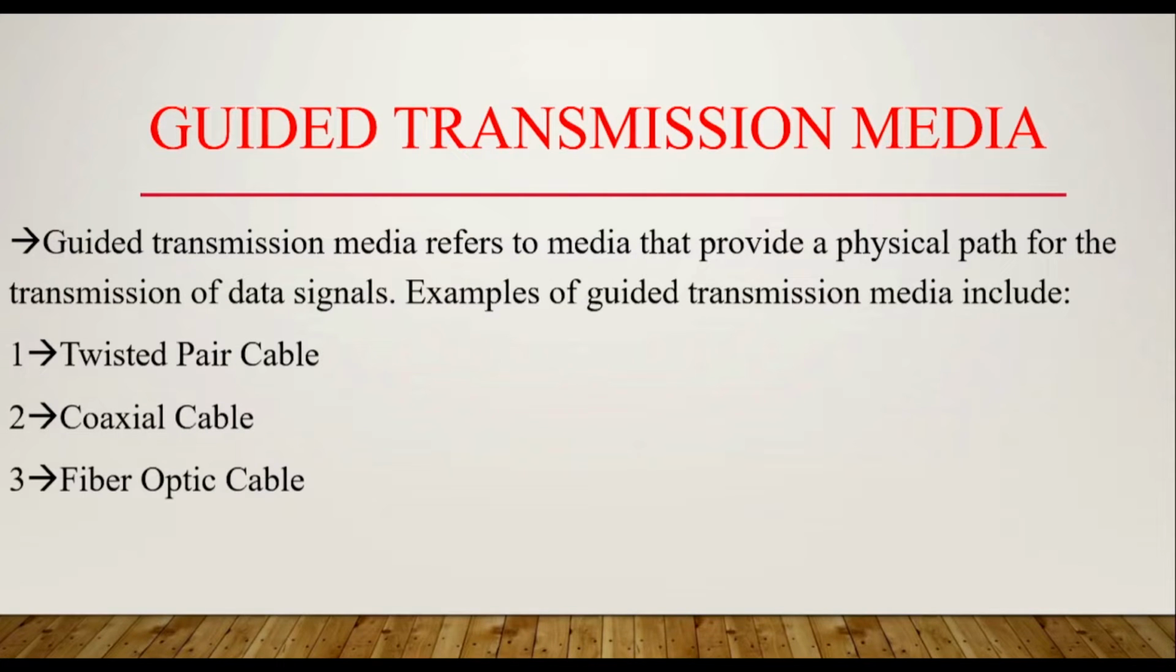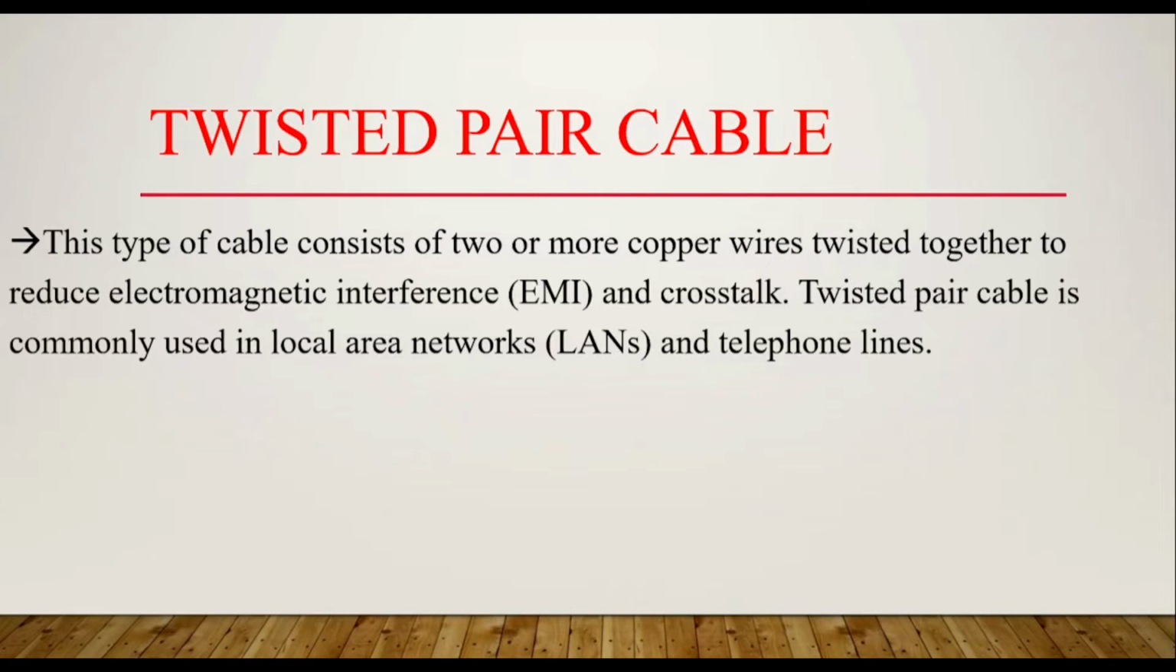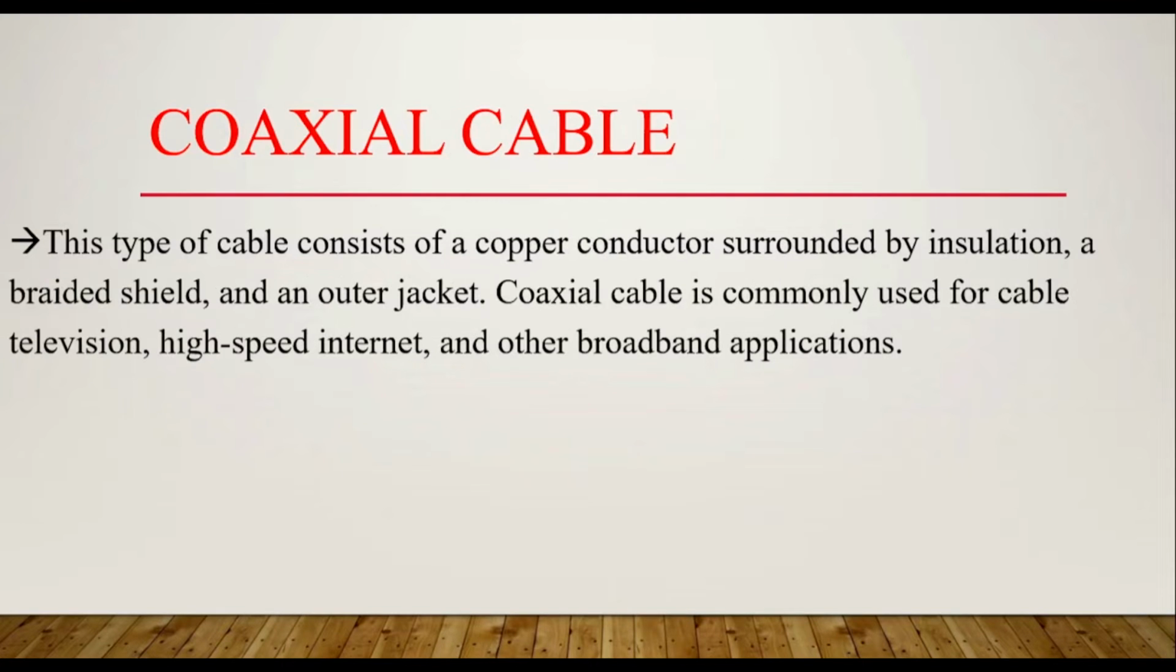Guided transmission media refers to media that provides a physical path for the transmission of data signals. Examples of guided transmission media include twisted pair cable, coaxial cable, and fiber optic cable. Next, we have twisted pair cable. This type of cable consists of two or more copper wires twisted together to reduce electromagnetic interference, EMI, and crosstalk. Twisted pair cable is commonly used in local area networks and telephone lines.